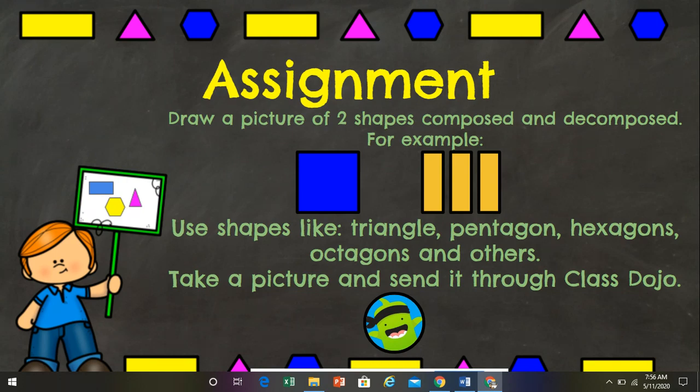Y pueden colorear las figuras. A mí me encanta como ustedes dibujan y colorean. Así me enseñan un poco de su creatividad. ¿Ok? Have fun.